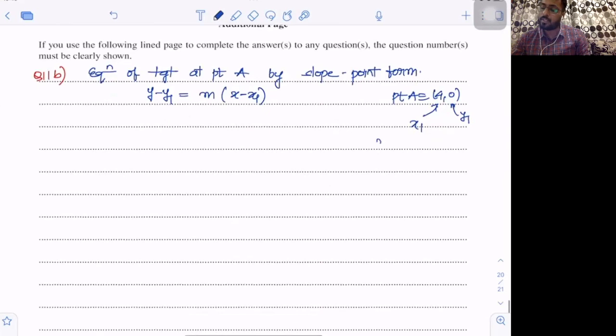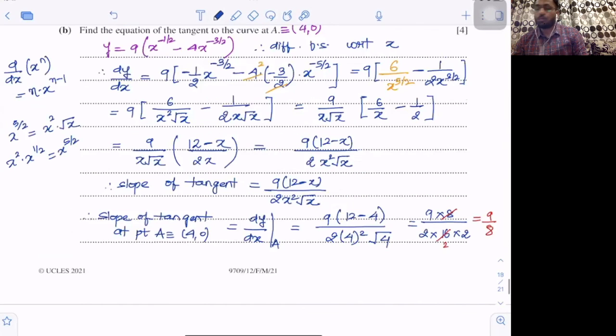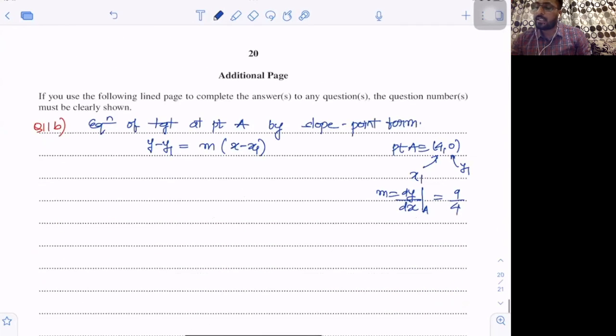M is dy upon dx. Dy upon dx at point A. And if you recall, it was 9 upon 4, right? It was 9 upon 4. Look at this. It was not 9 upon 4. Sorry. Very sorry for that. It's 9 upon 8. Good that we checked it in time. So it's 9 upon 8. So I write here 9 upon 8. So slope of the tangent is 9 upon 8.